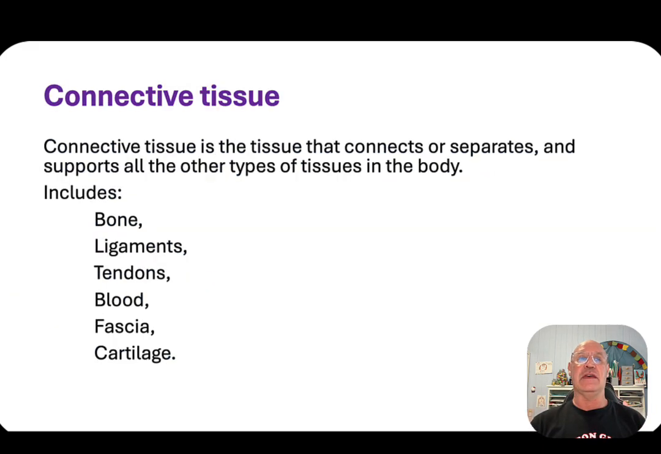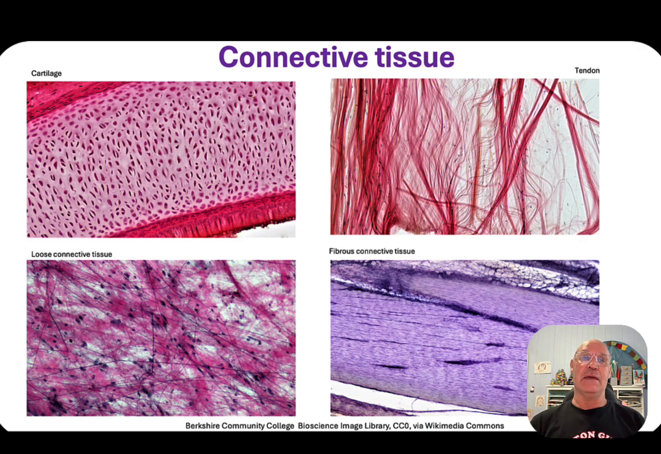So let's have a look at some examples. So here's some examples of connective tissue. So the main thing we can see is that it's fibrous. Okay, it has these fibers. All right, so this is cartilage, the cartilage that lines joints. This is a tendon. And then we've got what we call loose connective tissue and fibrous connective tissue.